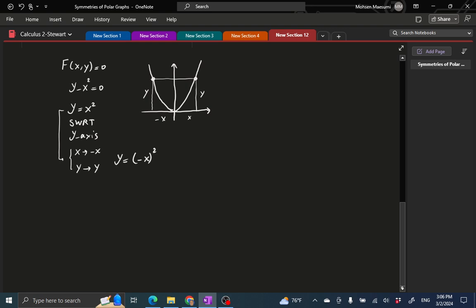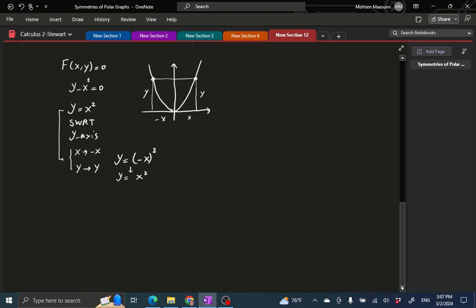On the face of it, it looks different from that. But if you simplify, well, simplification here is very straightforward, just square this. What you get is the same equation that you had at the beginning. If the equation after simplification becomes identical to what you had to begin with, then you have symmetry with respect to the y-axis.